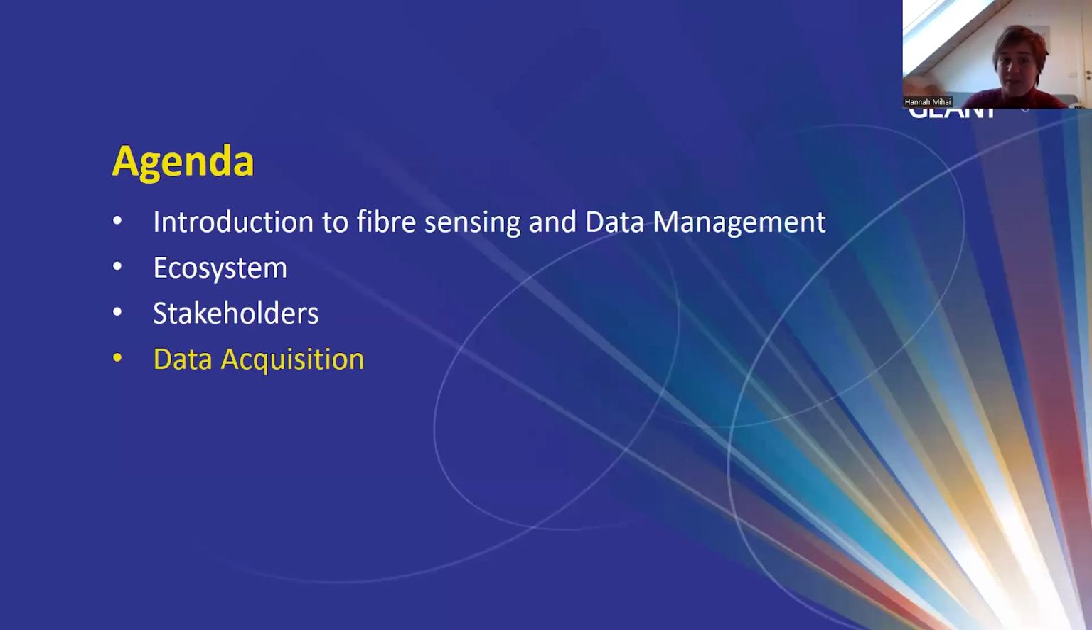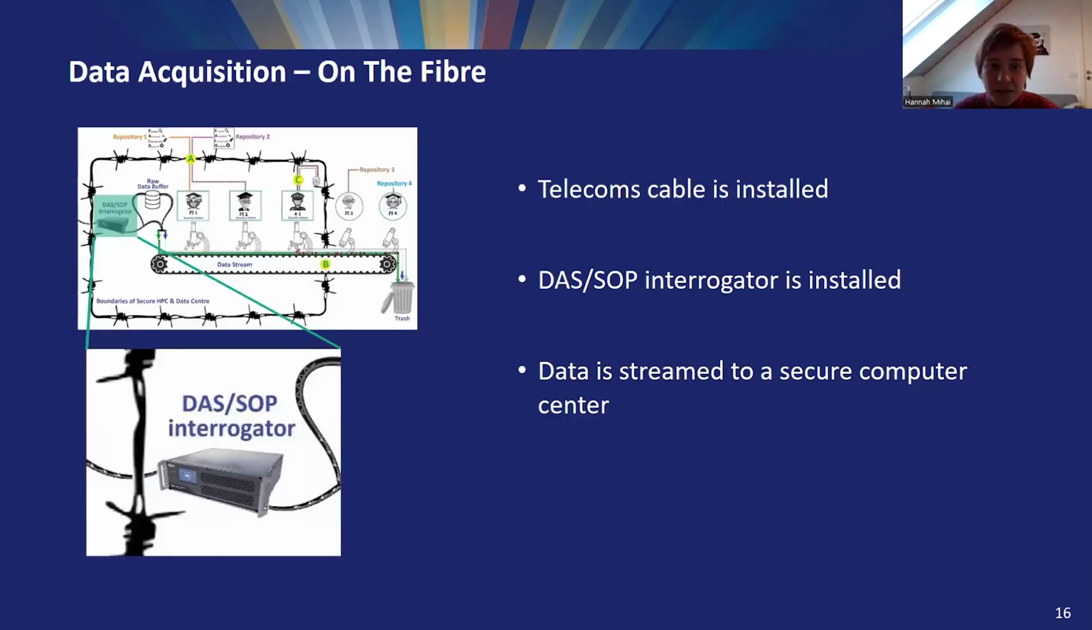And now we have a look at the same picture again, just from a different viewpoint, from the data acquisition perspective. We start again right in the front at the cable. This cable is installed. An interrogator is installed on one pair of fibers in the cable, and then the data is sent back to a central location, normally a secure data center, as per local laws and policies, as we have already talked about.